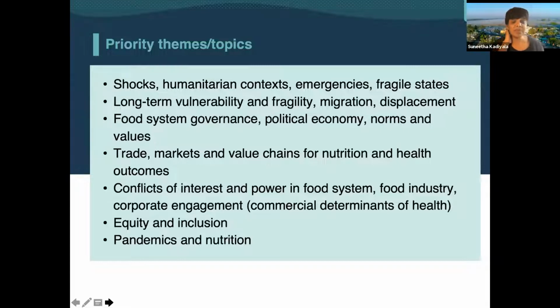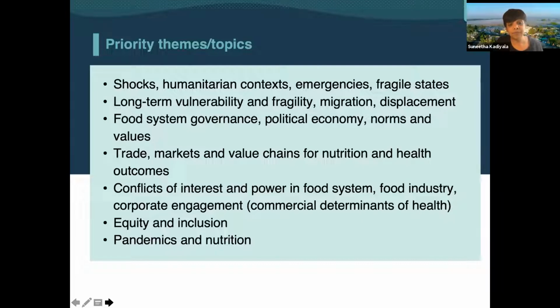Obviously, it would be remiss of us to not think about pandemics and nutrition, especially in the context of how to understand the risk of agriculture and food systems vulnerability to pandemics. How do we do that? Some risk assessments. These are all just examples I'm giving in terms of thinking about it. So these topics are something that we will prioritize. We will absolutely prioritize this time.